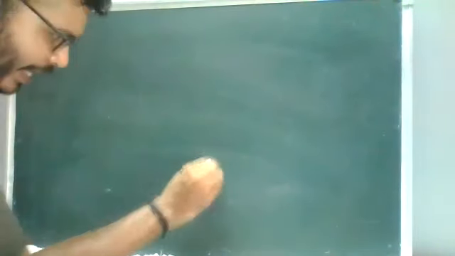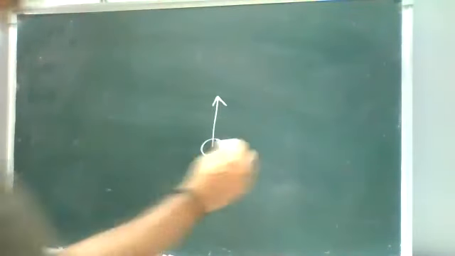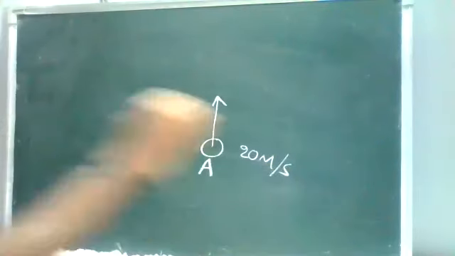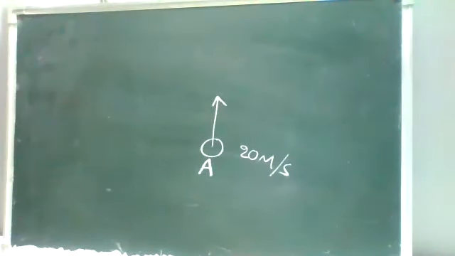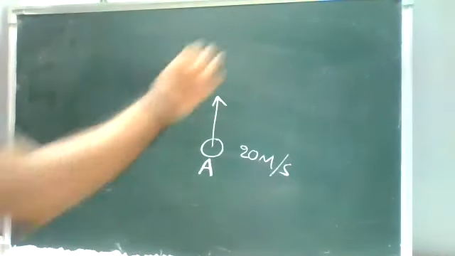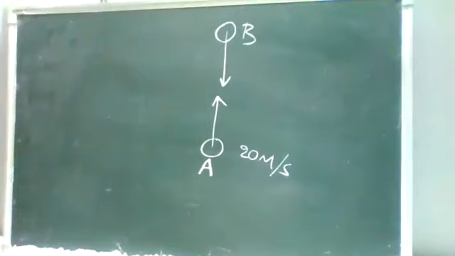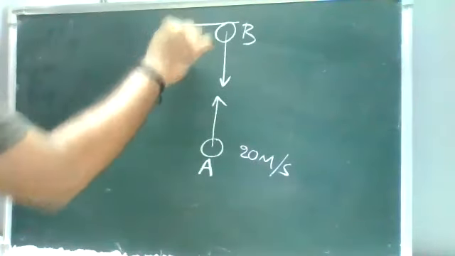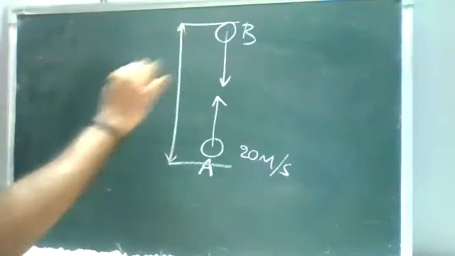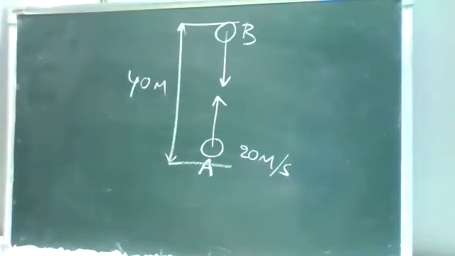Two balls are thrown simultaneously. Capital A ball, vertically upwards, with a velocity of 20 meter per second from the ground, and B vertically downwards from a height of 40 meters. The total height from the ground is 40 meters. It was moving in the vertically downward direction.